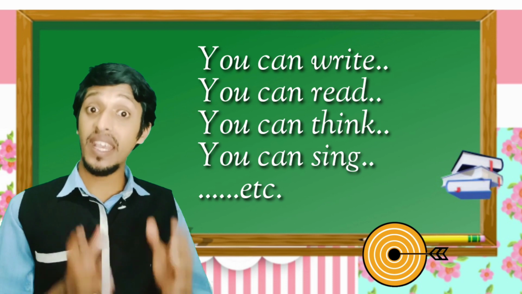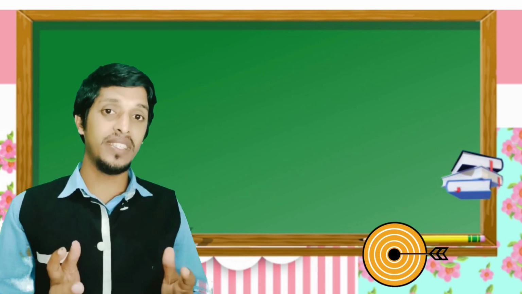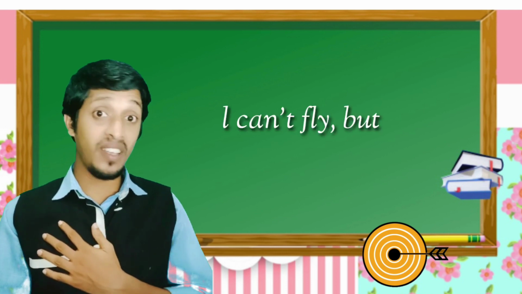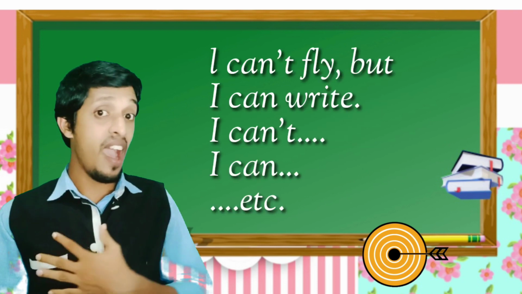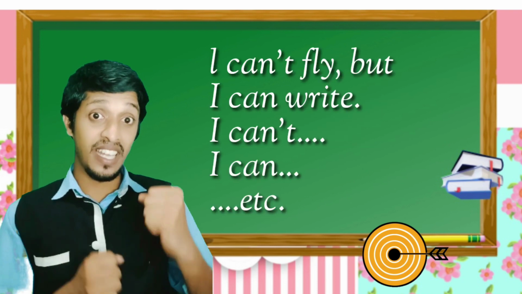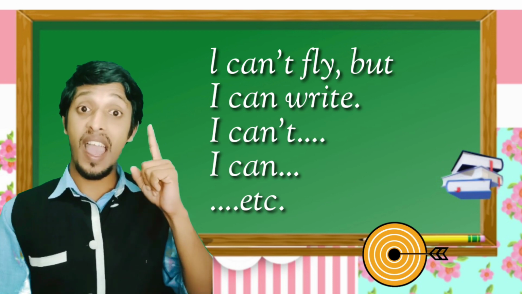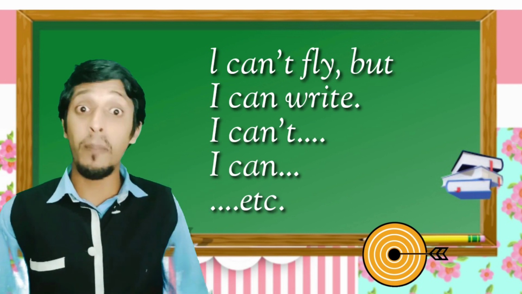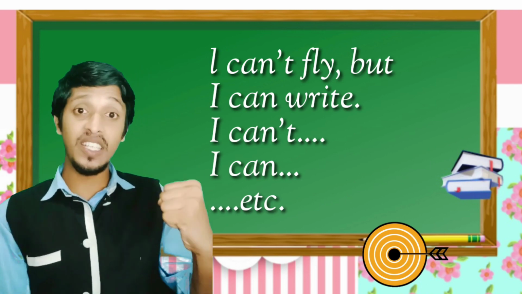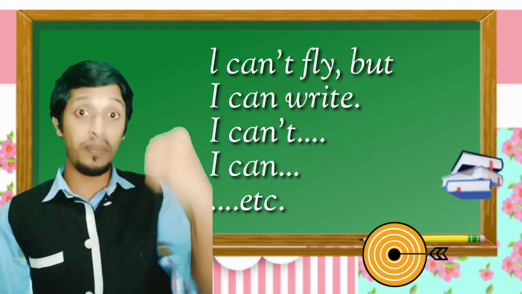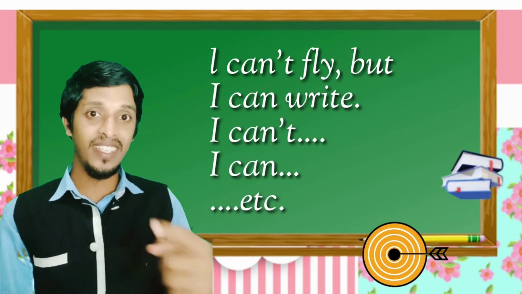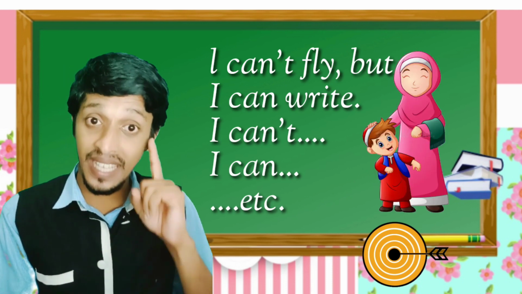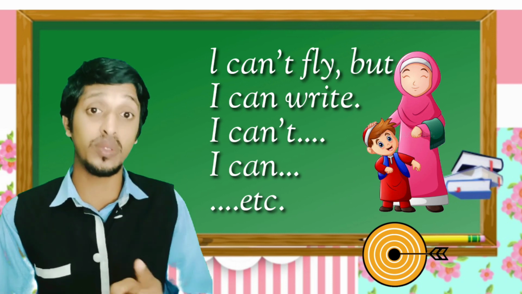After realizing the reality, Anas said, Yes, I can't fly, but I can ride. I can't run like a cheetah, but I can run. I can jump. I can swim. I can do a number of things. So I can do more. So I am proud of myself. Anas started telling something. So Anas can do something and Anas can't do something, right?